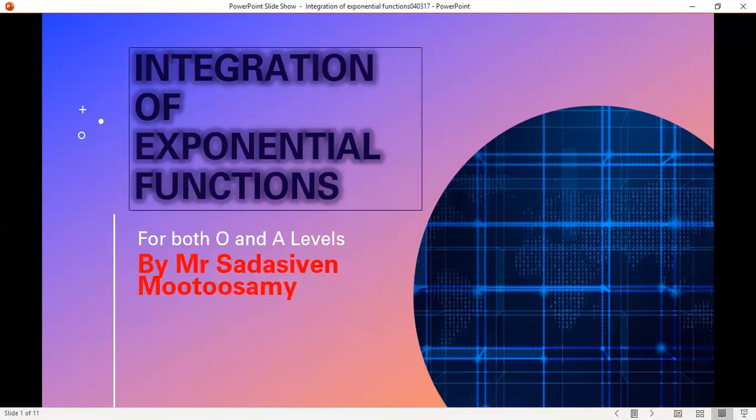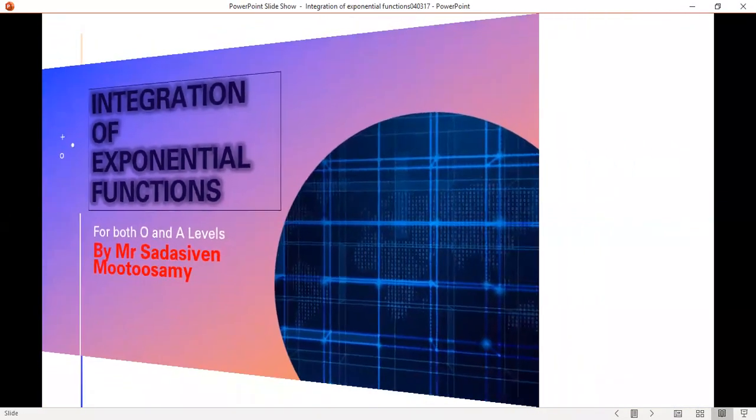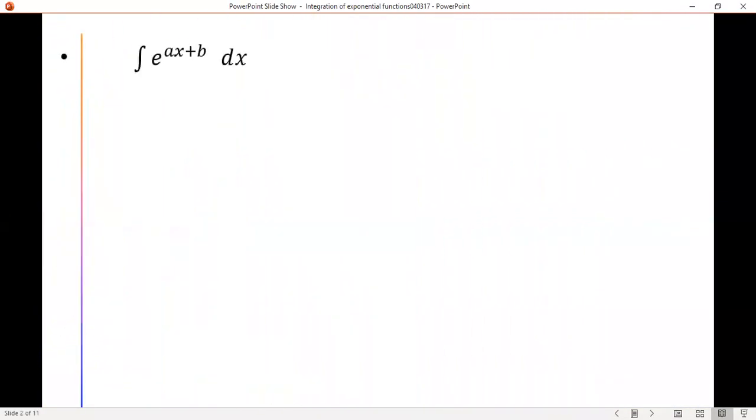Hello pupils, welcome back to our maths class. Today, our topic of discussion is integration of exponential functions, which is meant for both O and A-level pupils. So here we have to integrate e to the power of ax plus b with respect to x.